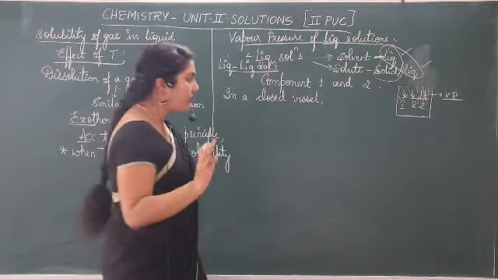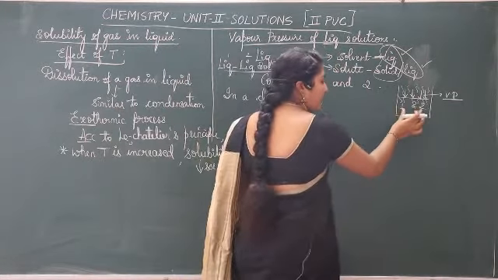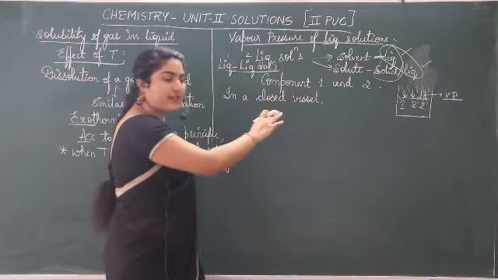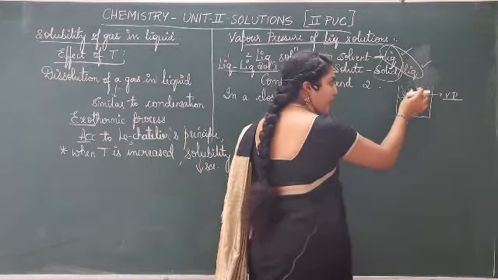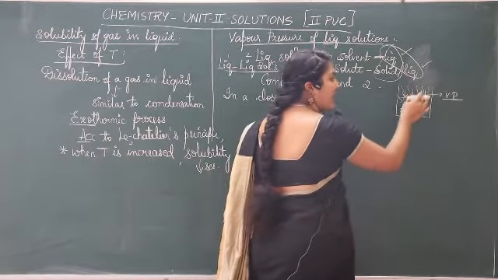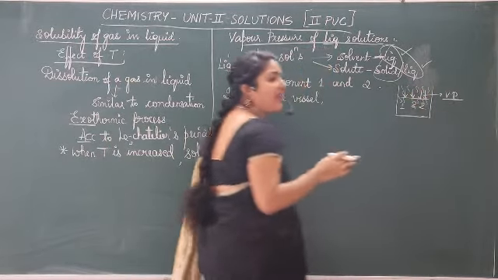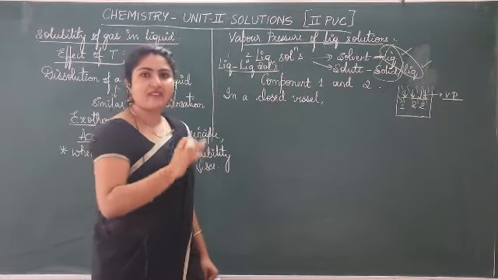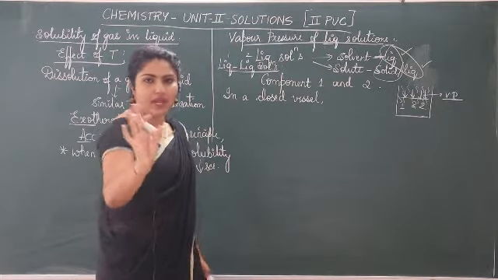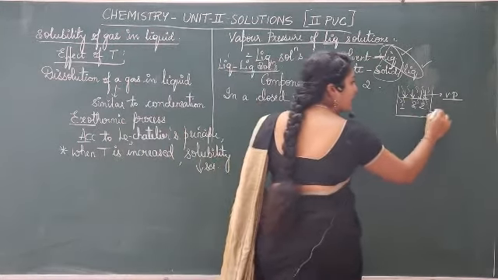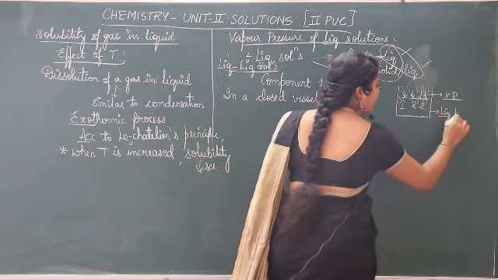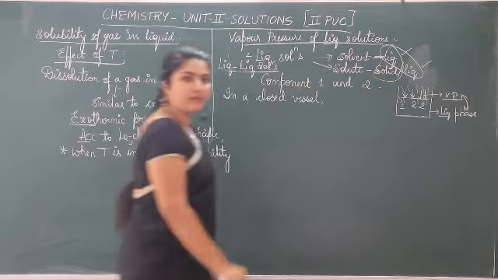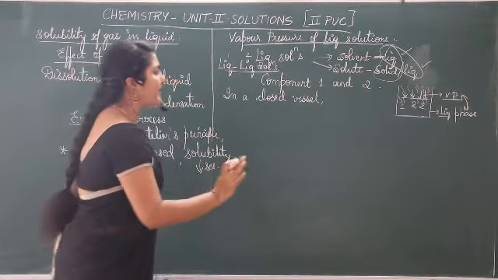Clear? So what happens at equilibrium? When components 1 and 2 are taken in a closed vessel, the volatile components evaporate and start exerting pressure on the surface of the liquid, or say it results in vapor pressure. Now the liquid phase as well as the vapor phase will be at equilibrium. So this is the condition.